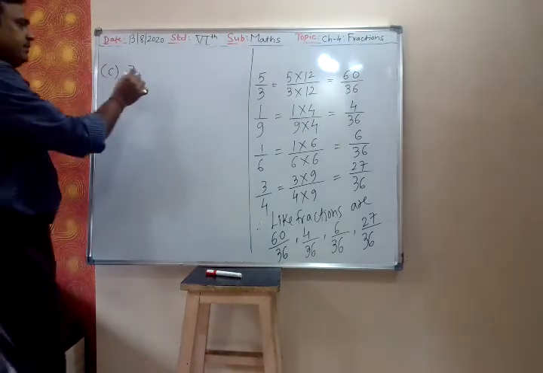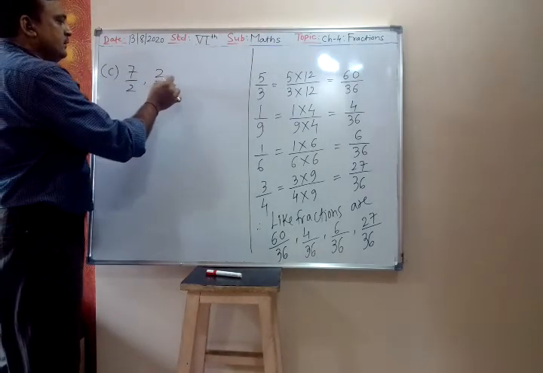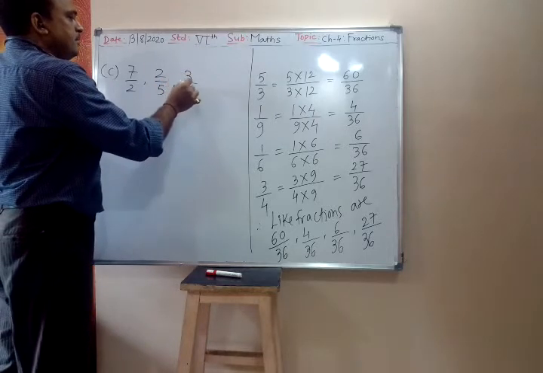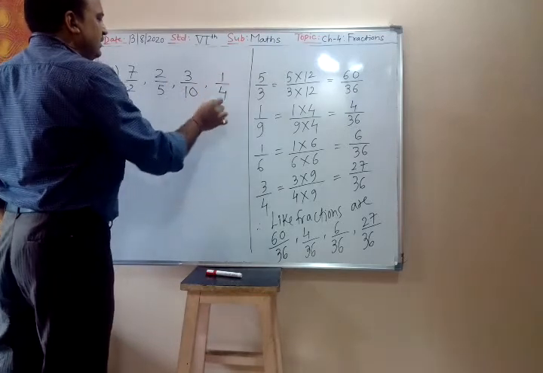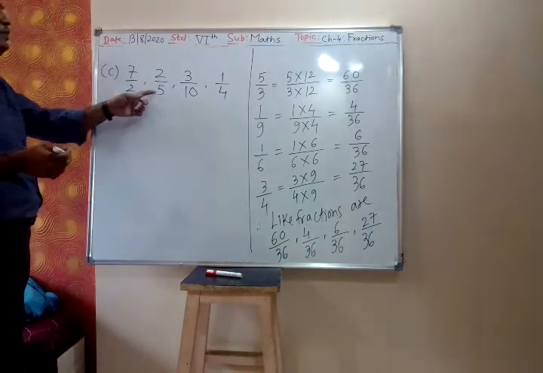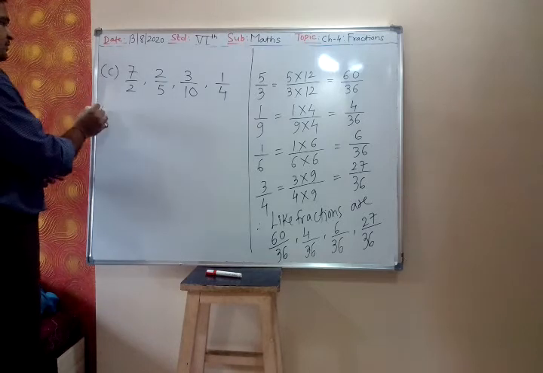Now see 7 by 2, then 2 by 5, 3 by 10, and 1 by 4. So you will find the LCM of 2, 5, 10, 4 using the division method. So let me give homework.